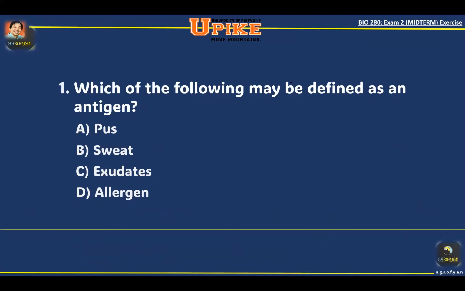Okay, we start with number 1. Which of the following may be defined as the antigens? Antigen. A, B, C, or D.